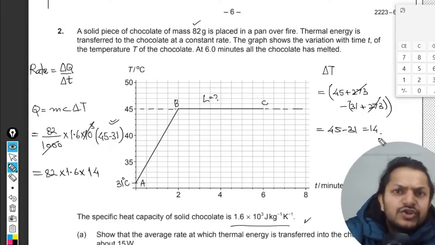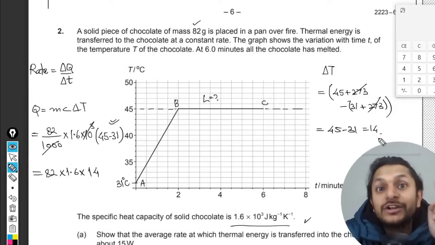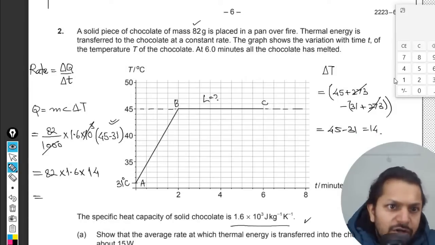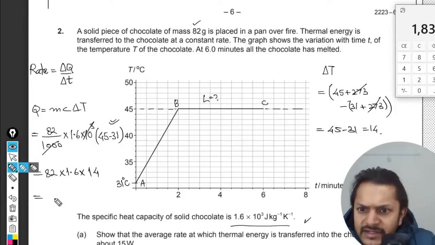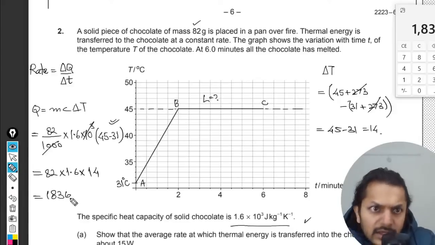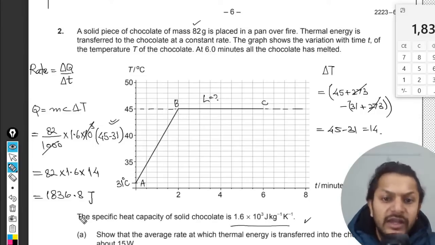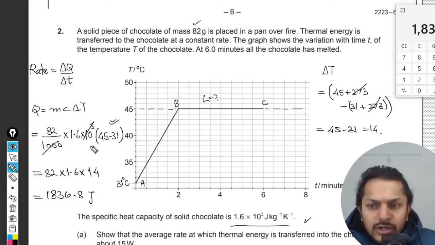But by the way, if it's not degree centigrade, but Fahrenheit is given or something else, then definitely we have to convert it into Kelvin. Anyways, so this is it, and the answer for this is 82 multiplied by 1.6 multiplied by 14, which is 1836.8, and the answer will be in joule, because all of the units are in SI, like joule per kg per Kelvin, and so everything is cancelled, so this answer will be in joule.